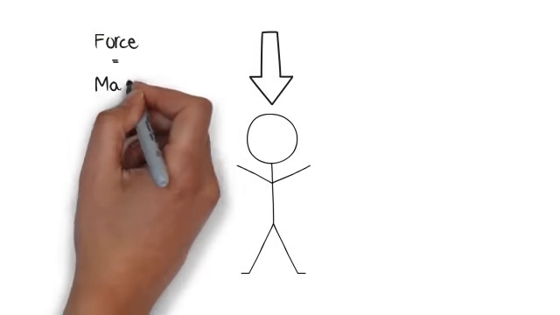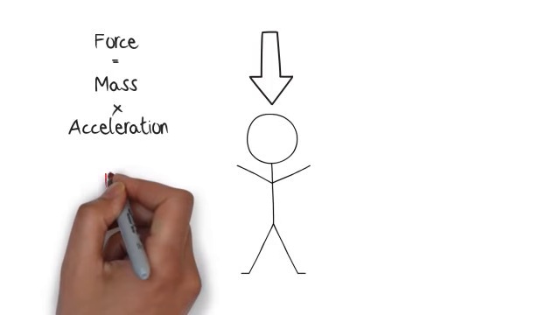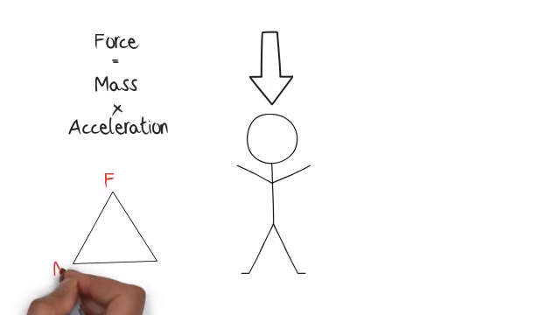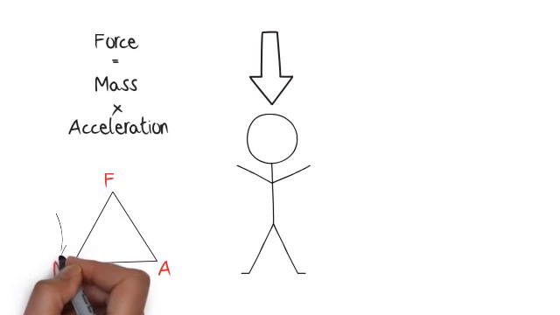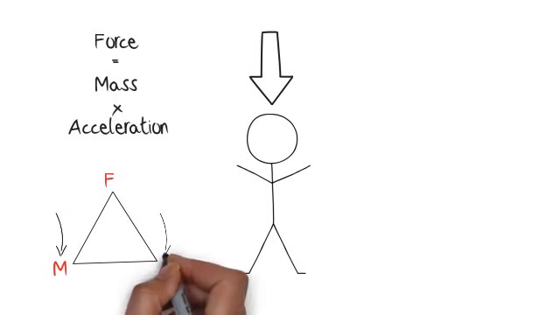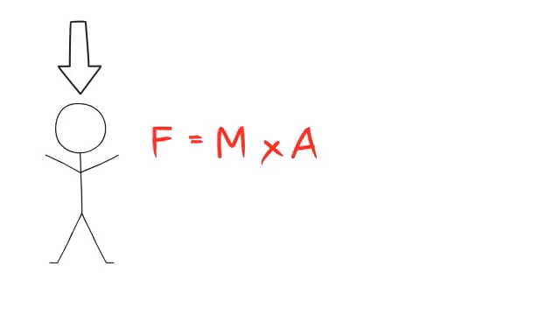Newton's second law states that force equals mass times acceleration. If I draw the triangle here for you, you can see that force at the top and mass and acceleration. So, if you want to work out the force of something, you find out its mass in kilograms and its acceleration, so how fast it's moving, and in what direction in meters per second. So the force equals mass times acceleration.